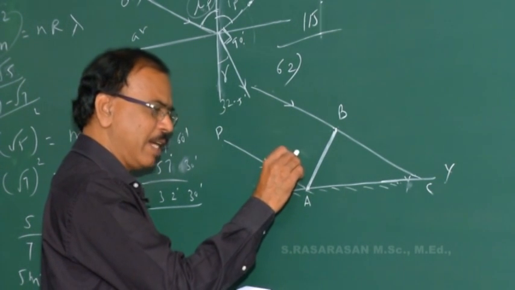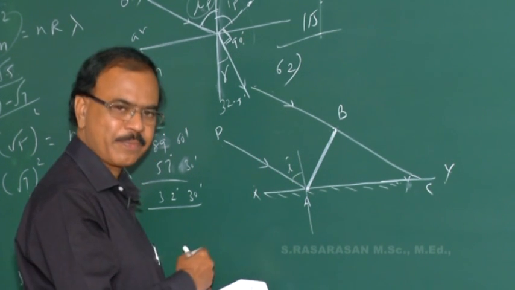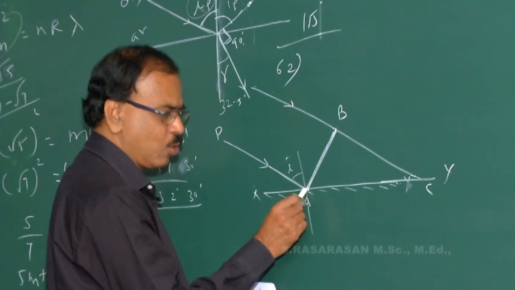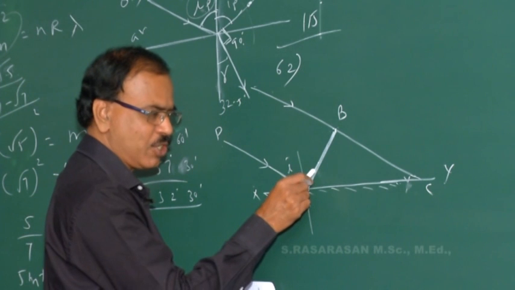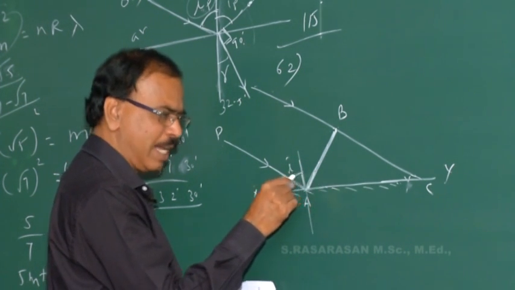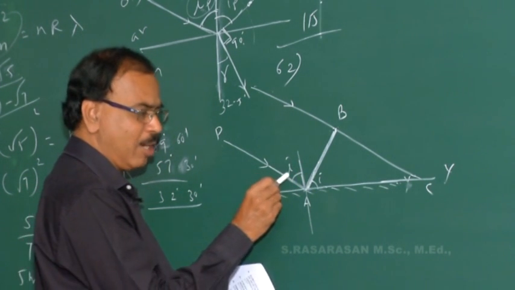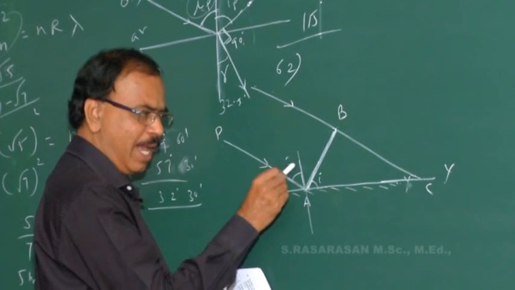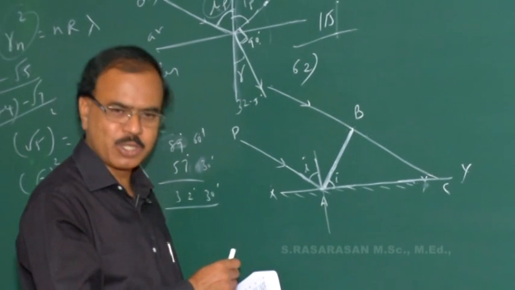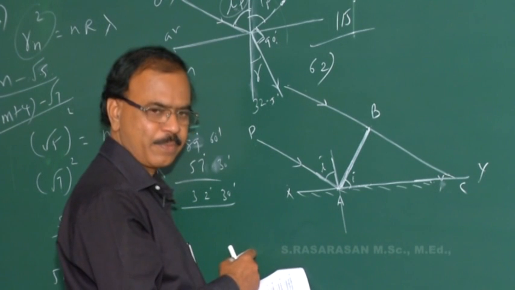At the point of incidence, draw the normal. The angle between the normal and the incident ray is I, the angle of incidence. These two lines are exactly perpendicular to each other. As this angle is I, this angle also must be I. When the angle between two lines is I, the angle between the two corresponding perpendicular lines also must be I. Clear? You can prove it and check.